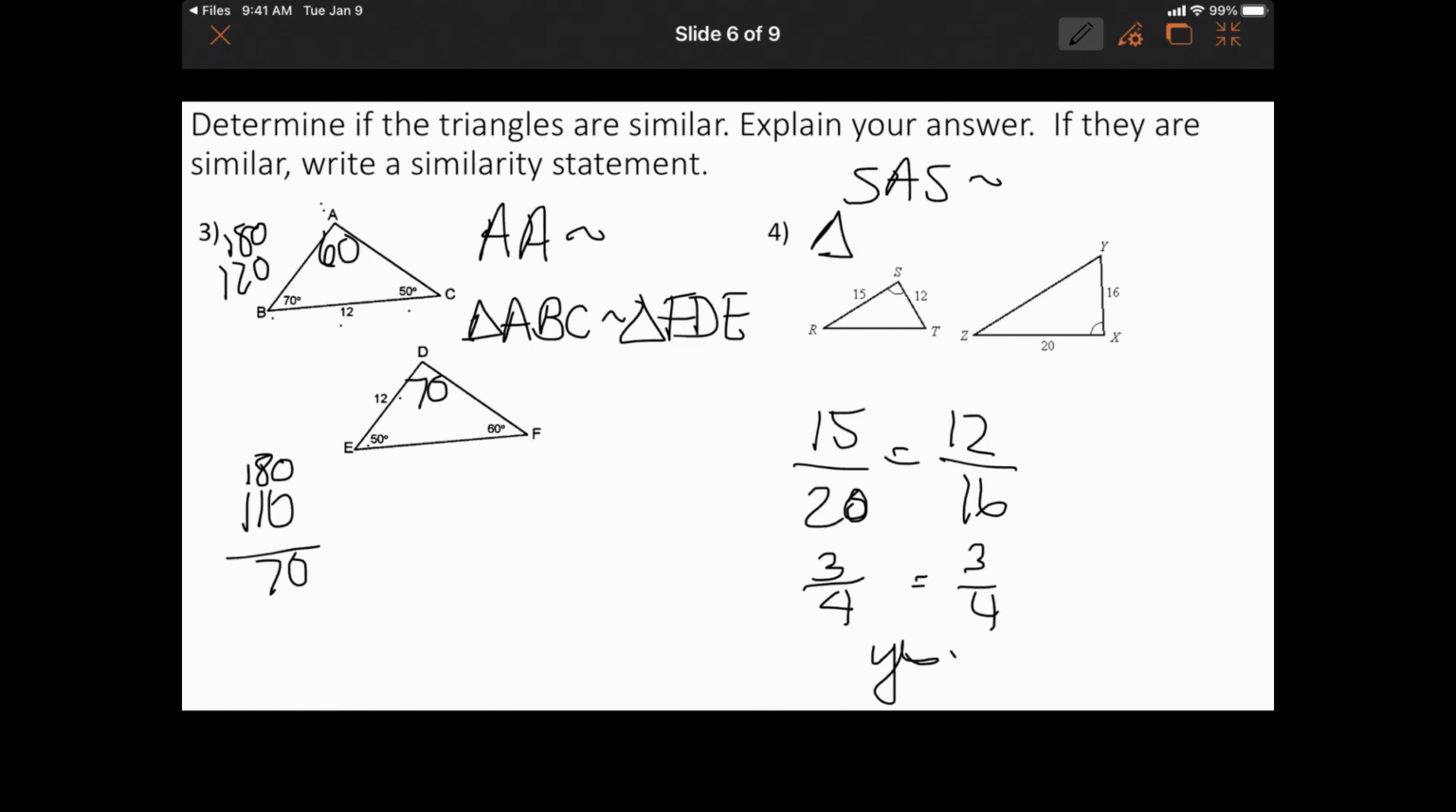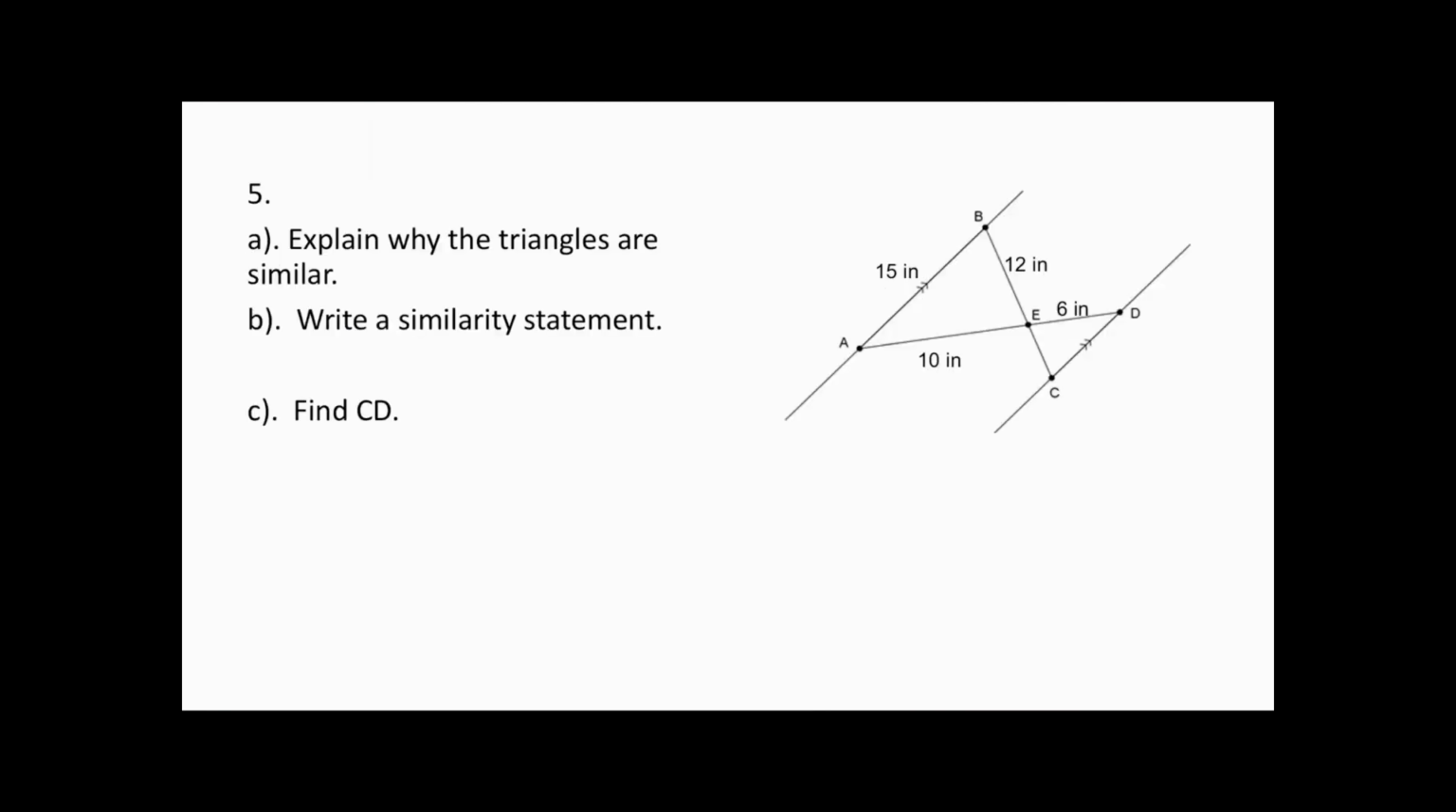I'm going to go with this one. RST is similar to, okay, so 15 was the bigger and it's without the angle. So that's going to go with Z. It's going to go with X, and then that's going to go with Y. Great.